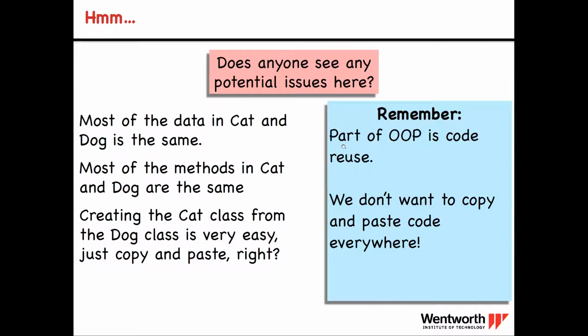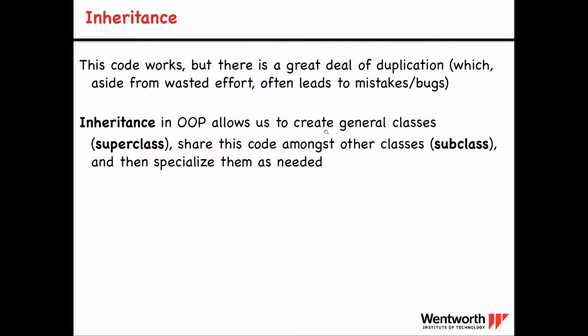So the thing to remember about object-oriented programming is that part of the whole reason to do it, part of the paradigm itself, is code reuse. We don't want to copy and paste code everywhere. In fact, we want to write as little code as possible, depending on the language we're using, to get it to do what we want, because the more code you write, the more chances that you'll make a mistake. So the code does work, but there's lots of duplication.